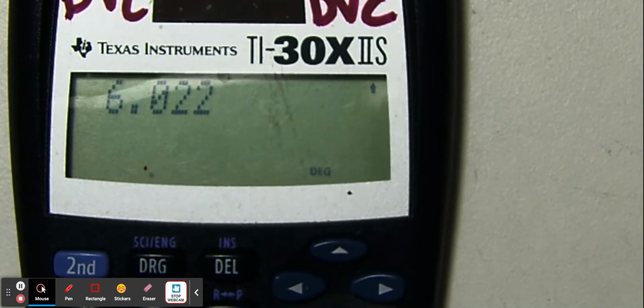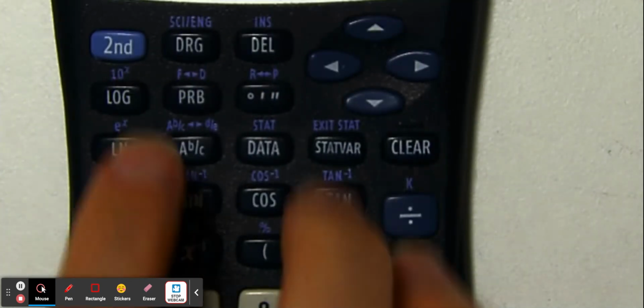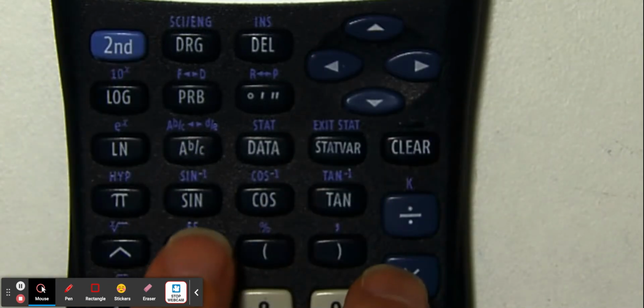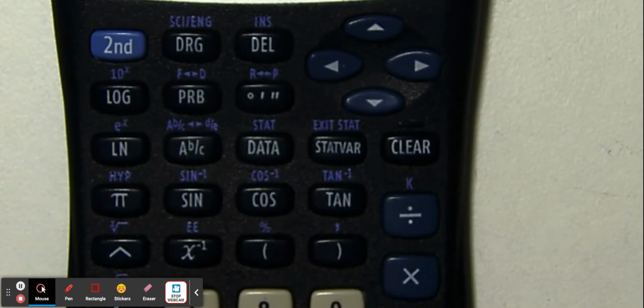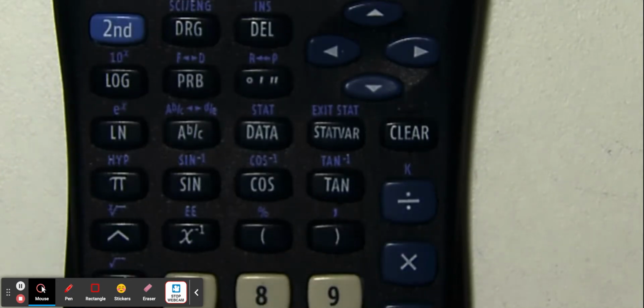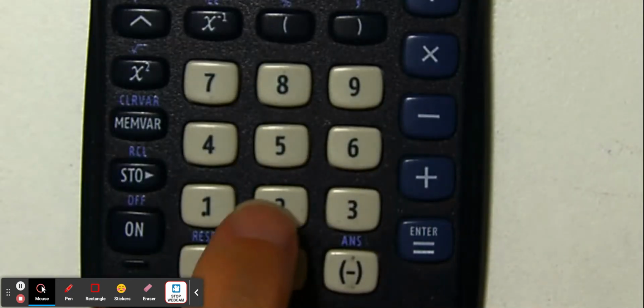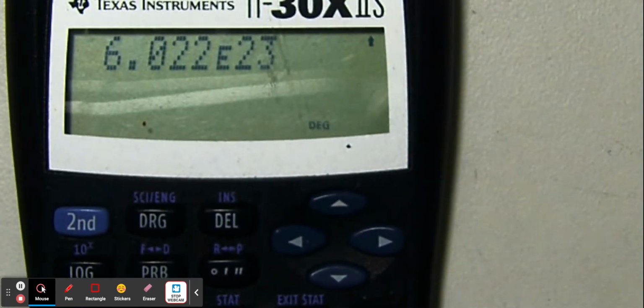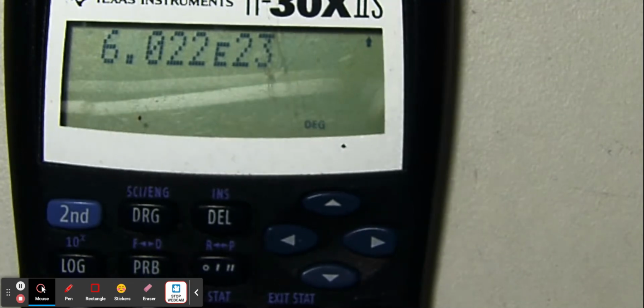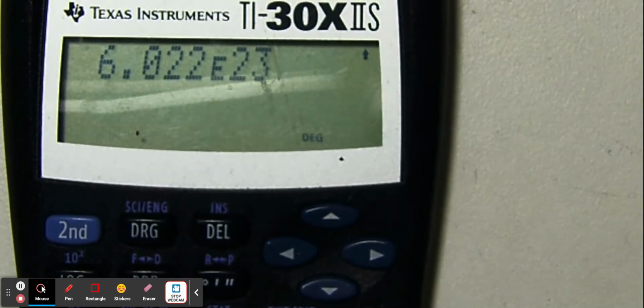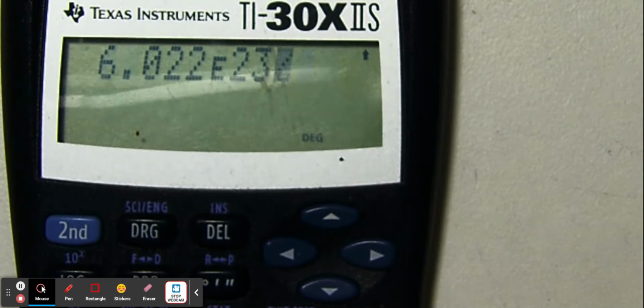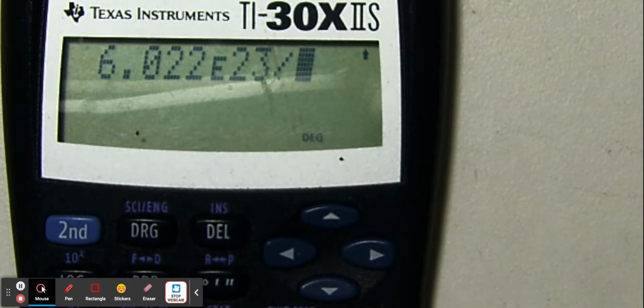6.022, and then I'm going to do second function, EE, and then that's going to be my times 10. And let's say I want to do 23, so I'm going to put 23 for the exponent. And so now I have that. So let's say that I have 6.022 times 10 to the 23 water molecules, and I want to know how many moles that is. So I'm going to divide that by Avogadro's number, which is 6.022 times 10 to the 23.